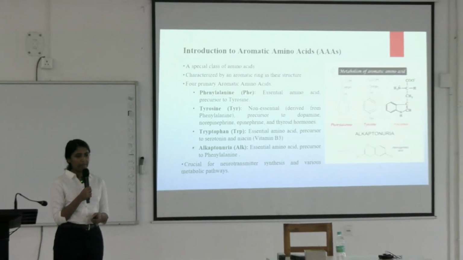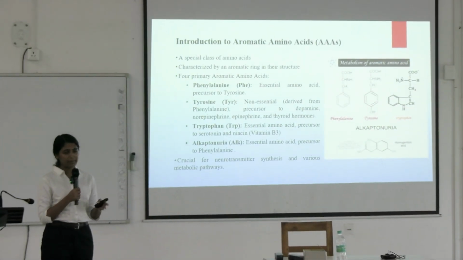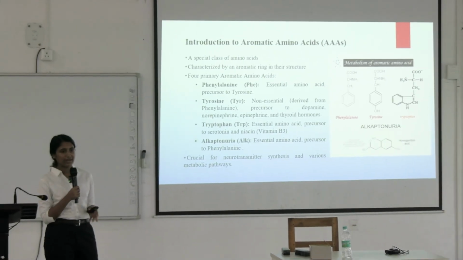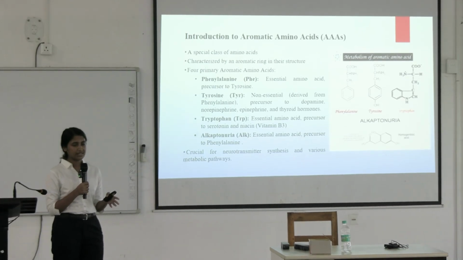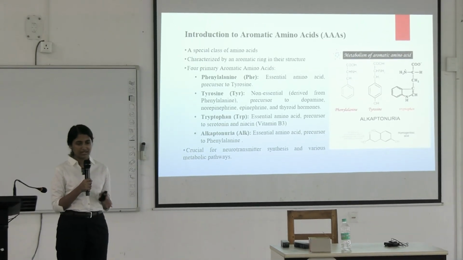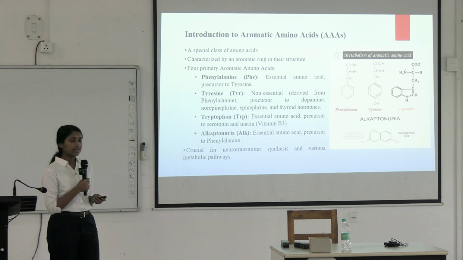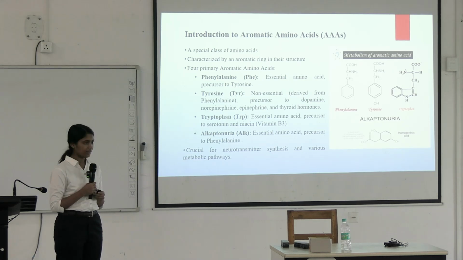We all know what amino acids are. Amino acids are the compounds which combine together to form a protein. So what is an aromatic amino acid? Aromatic amino acids are the amino acids which have the presence of an aromatic ring. These aromatic rings are generally the benzene ring. The common types of aromatic amino acids are tyrosine, tryptophan, phenylketonuria, and Alkaptonuria.